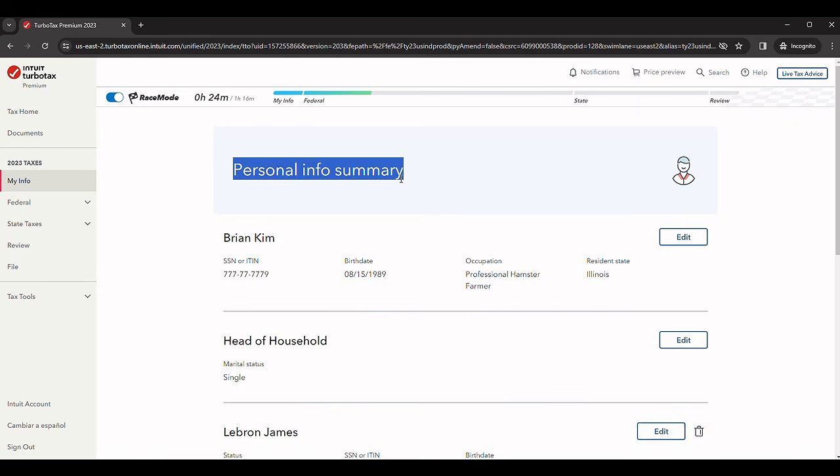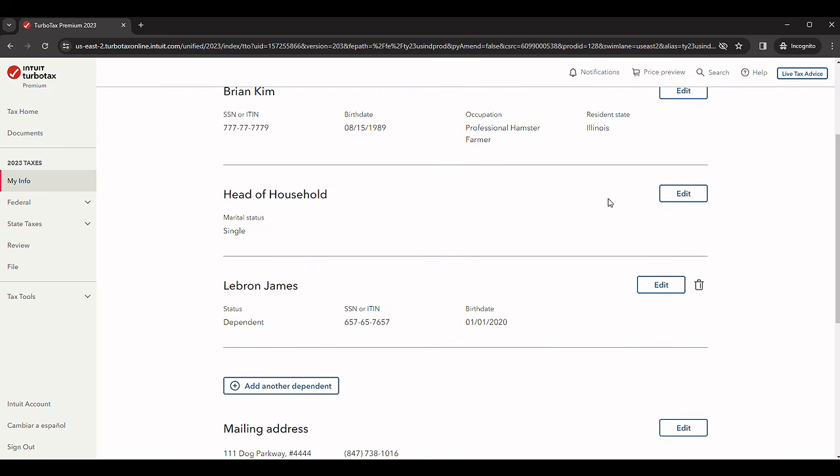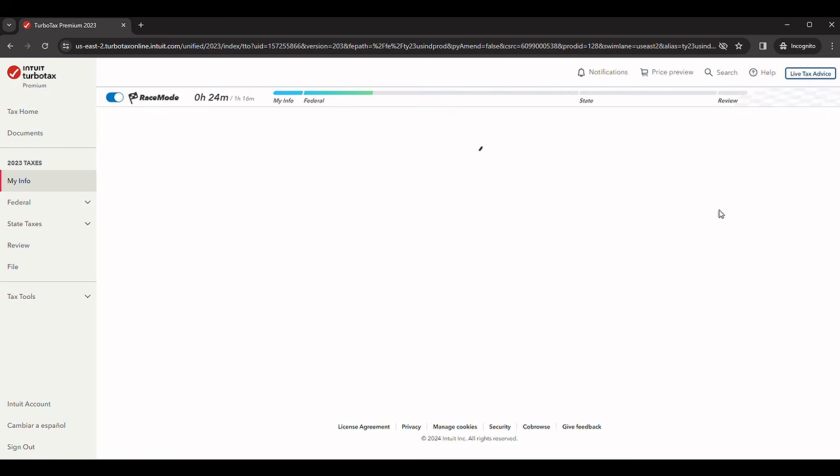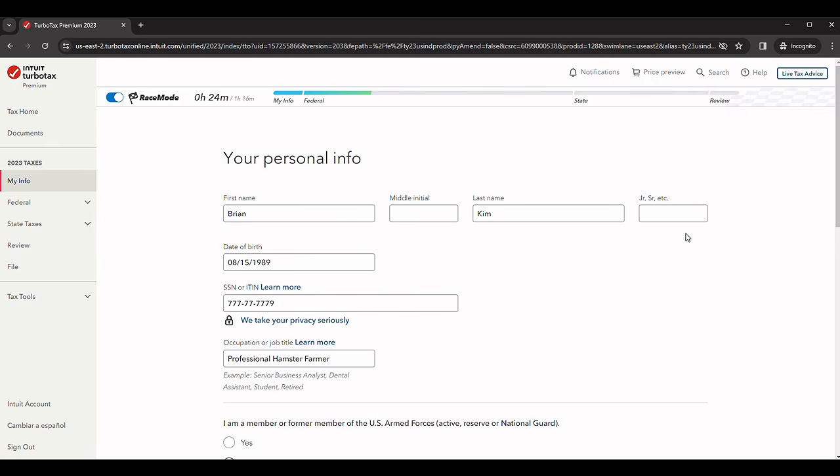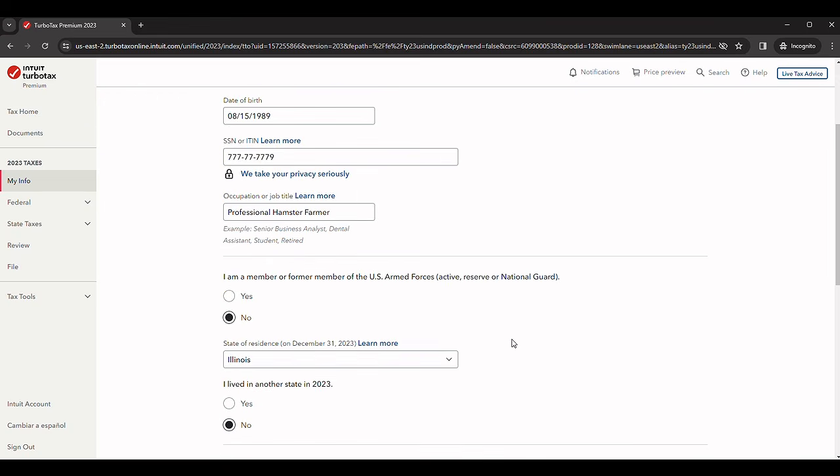So you're going to enter in your personal info, very straightforward stuff. What's your social security number? What's your date of birth? What's your occupation? I put down professional hamster farmer. What state do you live in? Okay, let's just dive into this. I don't want there to be any confusion. So the name, very straightforward, date of birth, social, your occupation. Your occupation really doesn't matter what you write, so don't get bogged down by that. It's not that important. As long as you don't put terrorist or something, obviously.